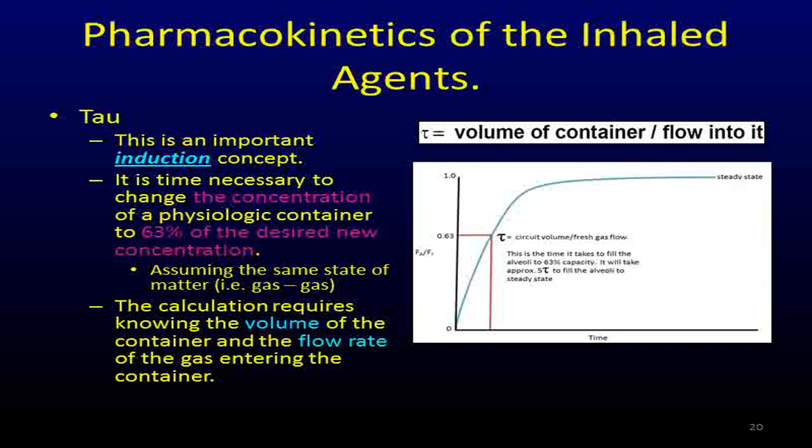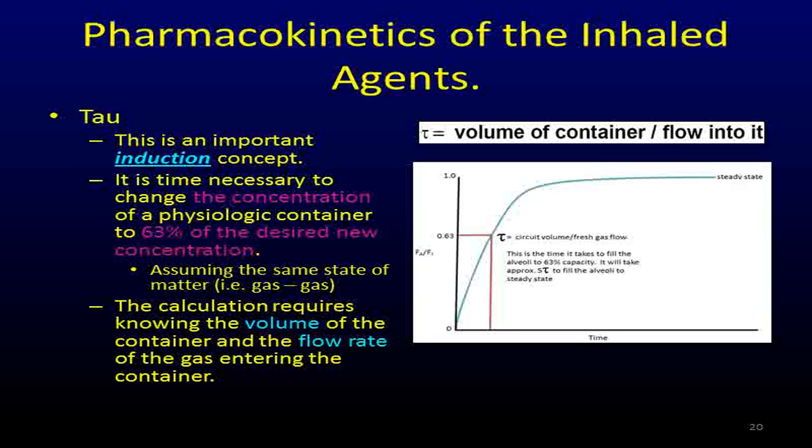Now, the ability to fill up that circuit is going to be inversely proportional to what? The flow that you dial in. Inversely proportional. What do you mean, sir? Well, the circuit volume is constant, right? 2 liters, we'll say, in this example. So if I just dial in 1 liter per minute, how long is it going to take for my circuit to reach one tau? Not 63 minutes. So 2 over 1 is what? 2 minutes. Right? So now, that's just one tau.